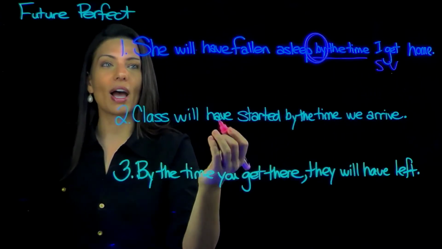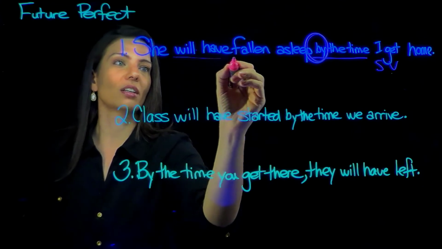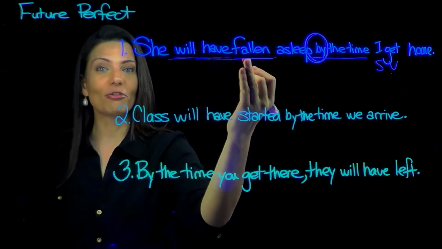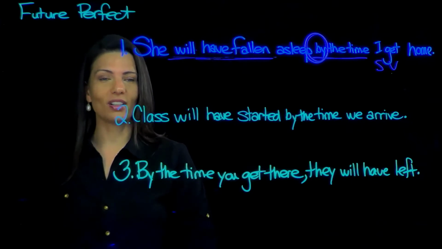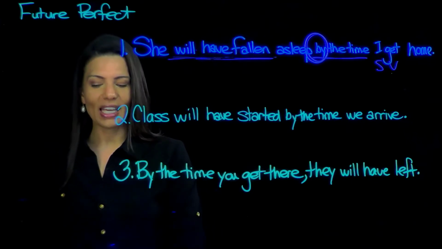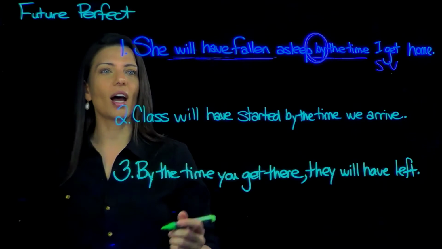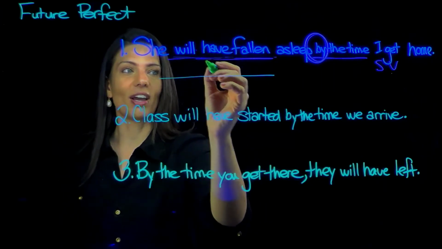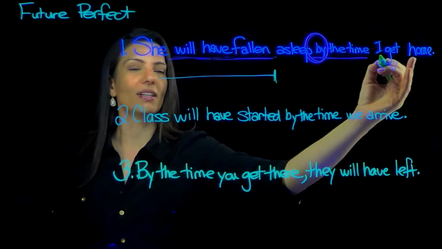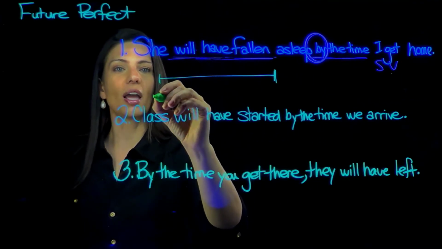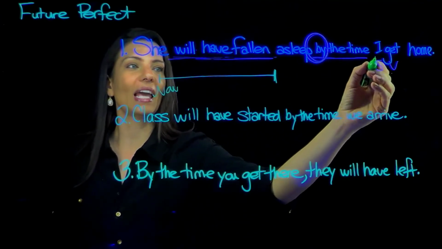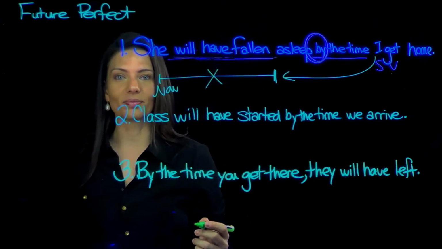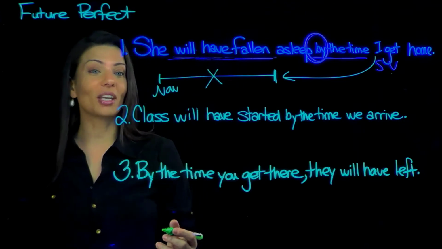Now, we also have this construction. Will plus have plus the past participle. So we can know that in the speaker's mind, remember that timeline, we have this event and this event. The by phrase is by the time I get home, and sometime between now and then, this is going to have taken place.